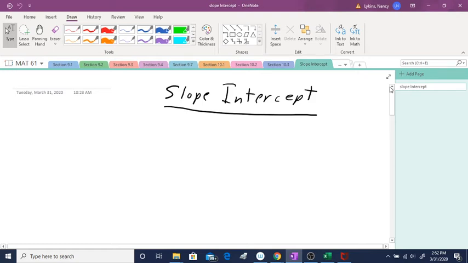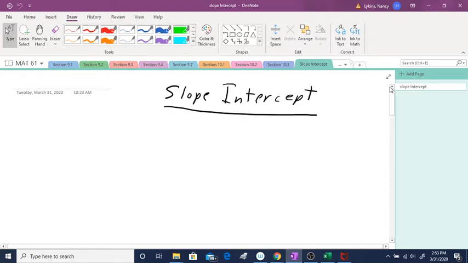Okay, welcome back. Today I've got a four-part video series that I want to share. The first part is talking about slope-intercept. The next video will be point-slope, then parallel lines, and the fourth and last one will be perpendicular lines.